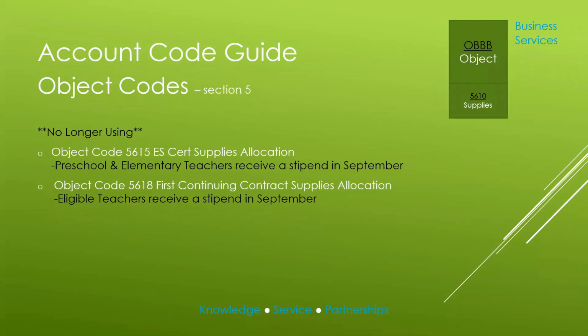Within object codes, we do have some object codes that are obsolete. We're no longer using them. For example, object code 5615, elementary CERT supplies allocation. For preschool and elementary teachers, they're going to be receiving a stipend in September instead. No more reimbursement request forms coming in to process. Also for object code 5618, first continuing contract supplies allocation, eligible teachers are going to be receiving a stipend in September. So no more forms or reimbursements to process for that as well.